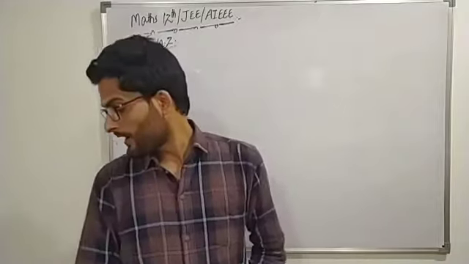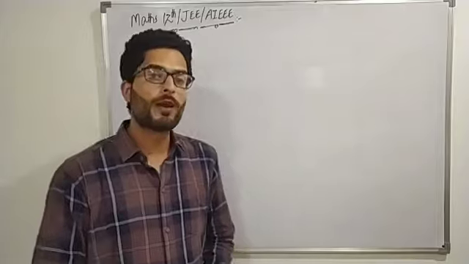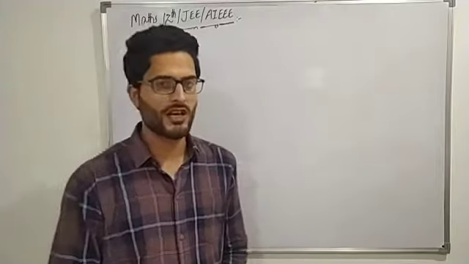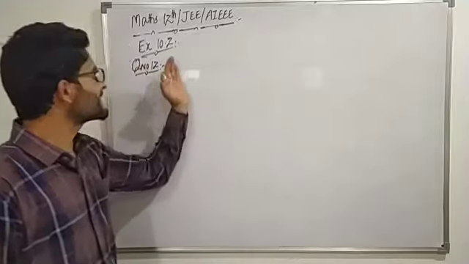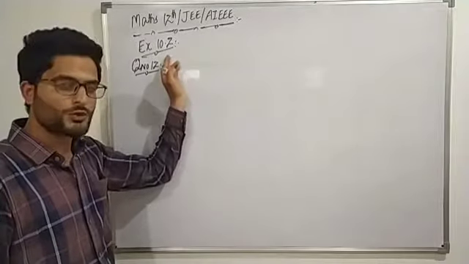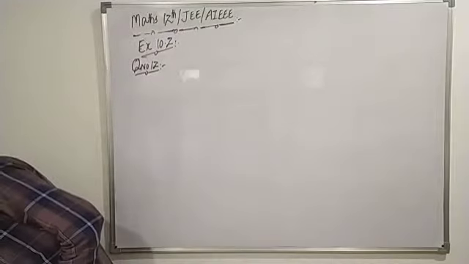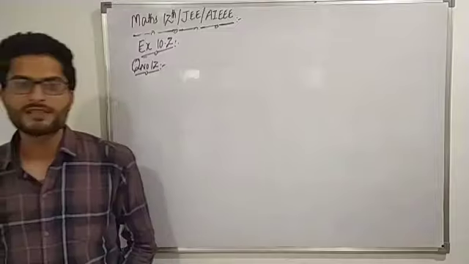Now on this, in our Exercise 10.2, Question number 12 onwards is what we are going to discuss. So today's class will be Exercise 10.2 from question number 12. What it says is: find the direction cosines of the vector i plus 2j plus 3k.